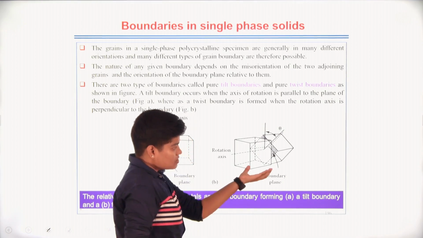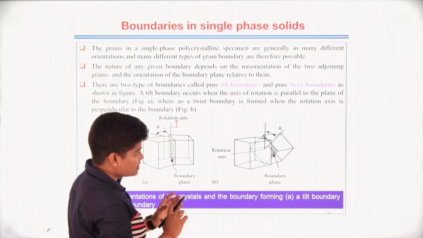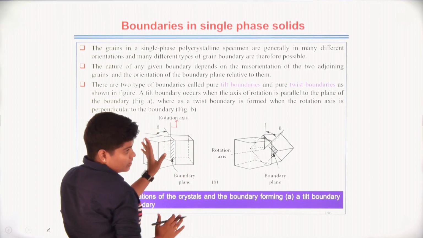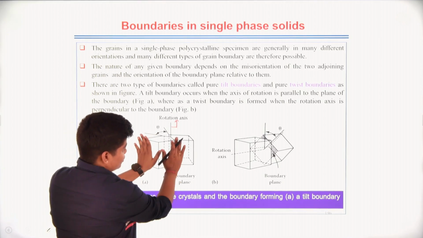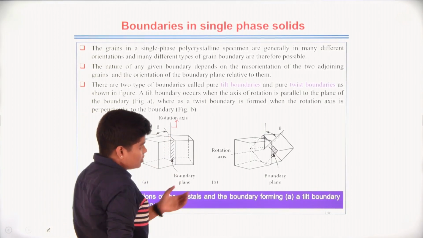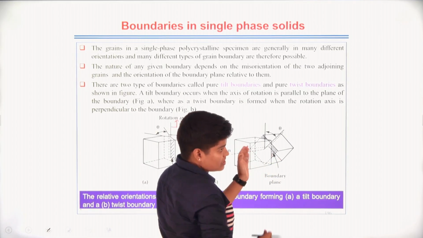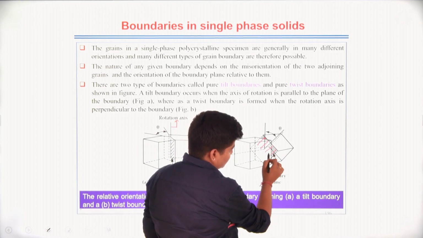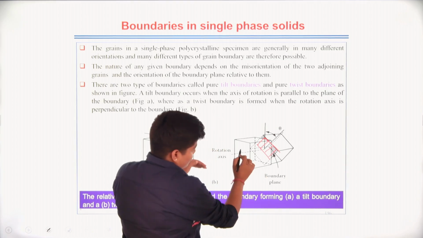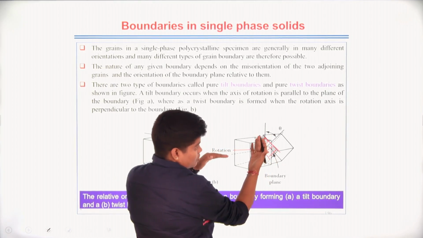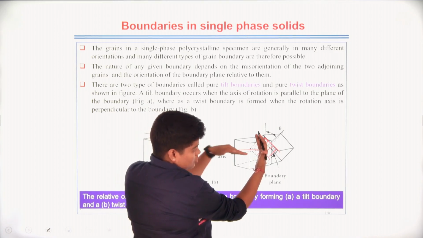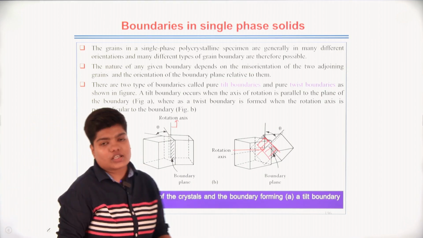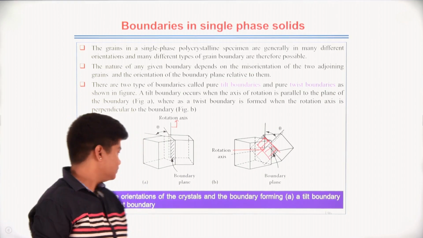these two grains are situated like this in the twist form. This is the tilt form, one solid in this orientation and another solid slightly tilted. But in the twist form, the boundary plane is created and the axis of rotation will be perpendicular. Suppose this is the boundary plane and this is the axis of rotation, perpendicular to each other. That type of boundary we call a twist boundary.